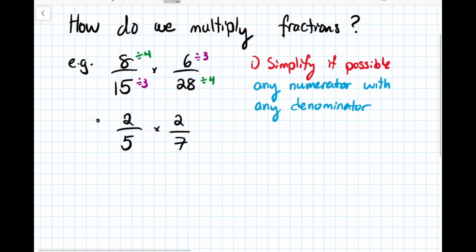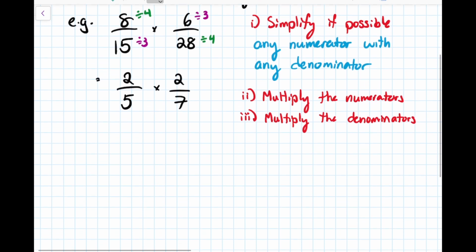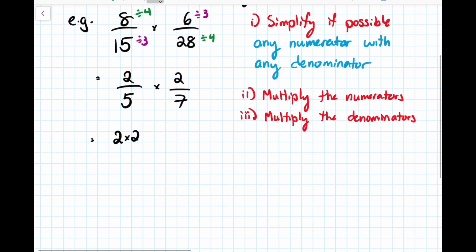Once you've simplified the actual multiplication, it's pretty straightforward. All you do is you multiply the numerators. So multiply everything on the top, and you multiply the denominators. And if you already did all your simplification at the beginning, there won't be any simplification left to do now at the end. But if you didn't, you make sure you simplify. So with these ones, this would just become 2 times 2 over 5 times 7, which is going to get us our final answer of 4 over 35.